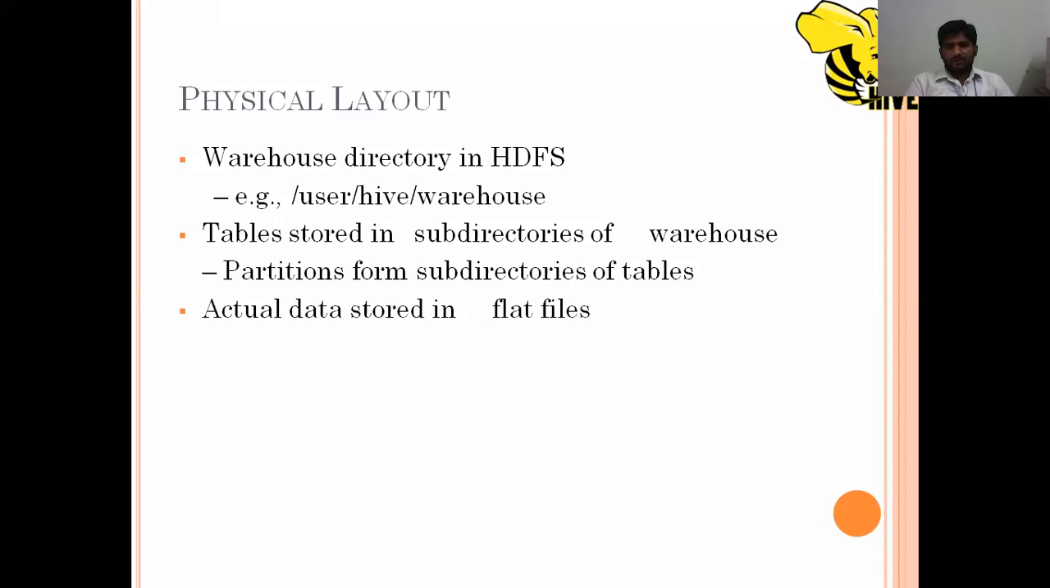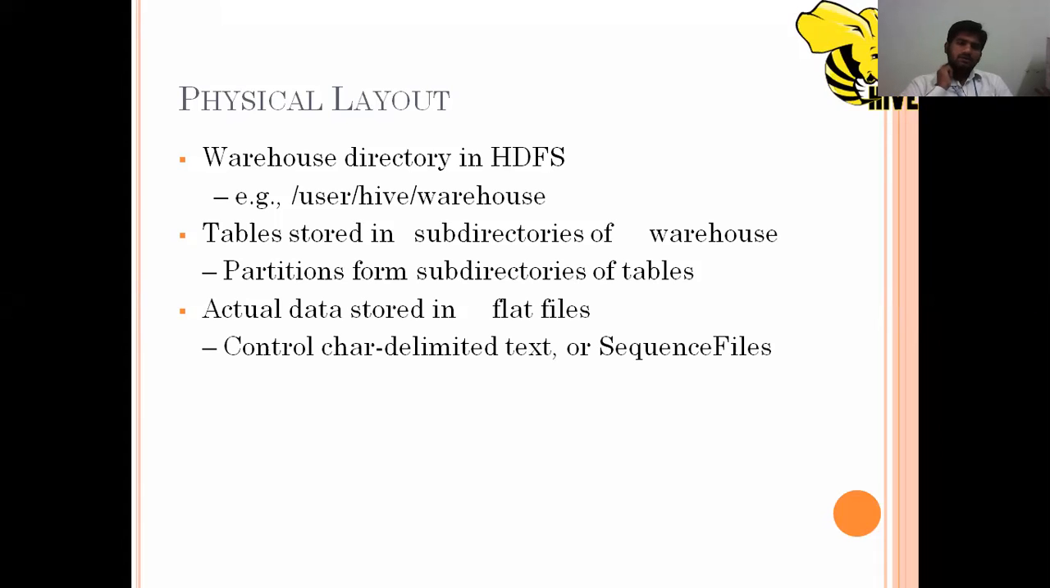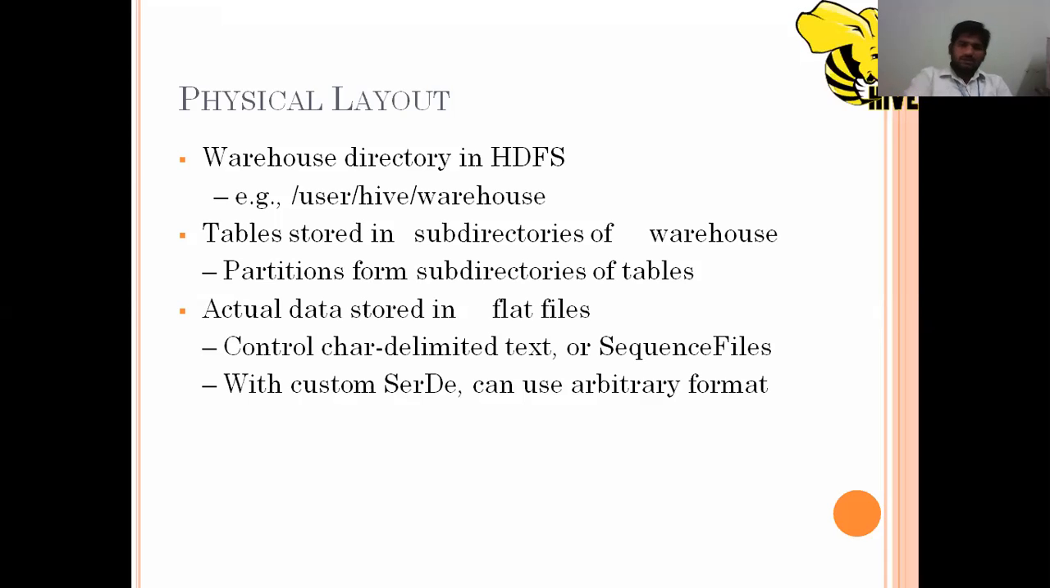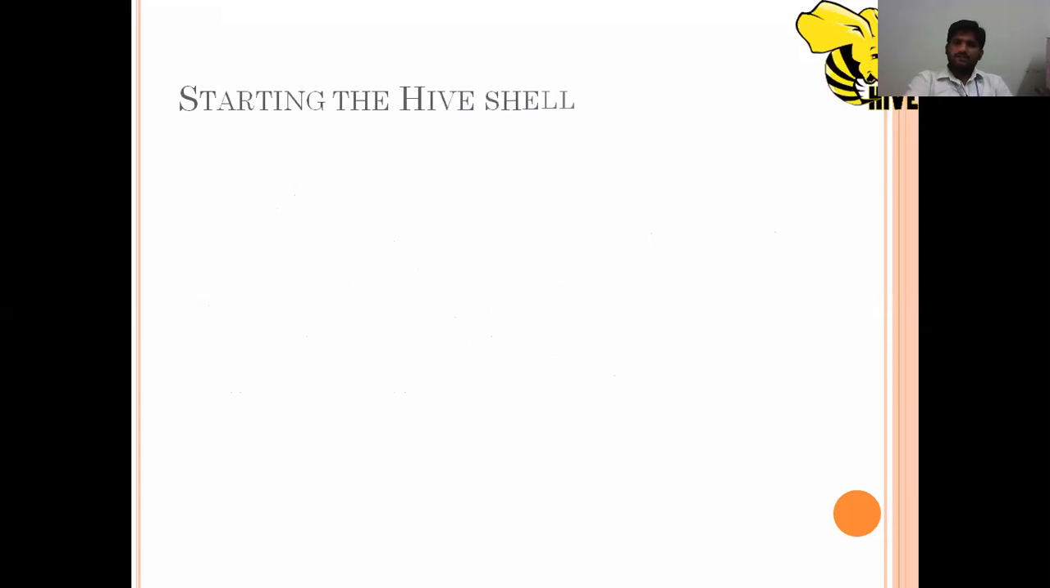The exact data is available in a particular file, which is a flat file. We don't have any extensions for that. Finally, that flat file contains the actual data. Control character delimited text and sequence files are how we divide the columns in the table. With custom serialization, we can use arbitrary formats. So these are the physical layouts of it.